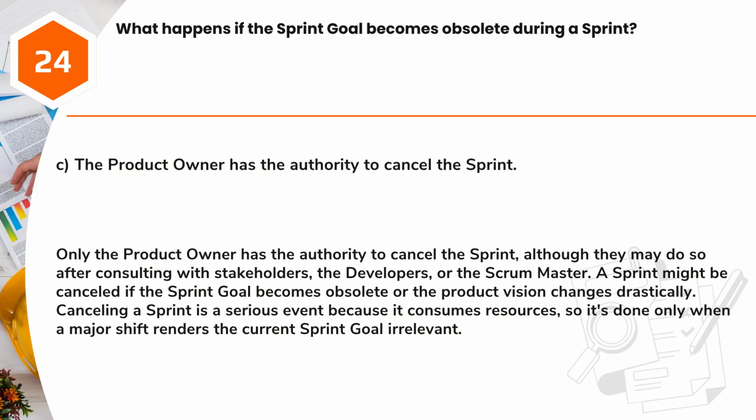Answer: C. The product owner has the authority to cancel the sprint. Only the product owner has the authority to cancel the sprint, although they may do so after consulting with stakeholders, the developers, or the Scrum Master. A sprint might be cancelled if the sprint goal becomes obsolete or the product vision changes drastically. Canceling a sprint is a serious event because it consumes resources, so it's done only when a major shift renders the current sprint goal irrelevant.